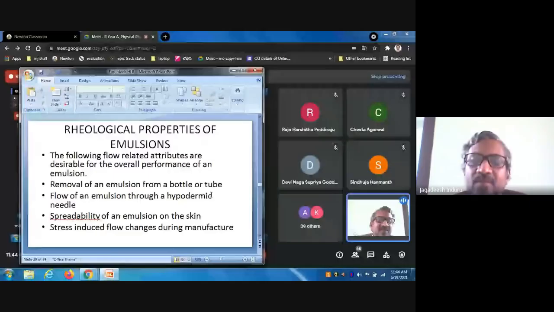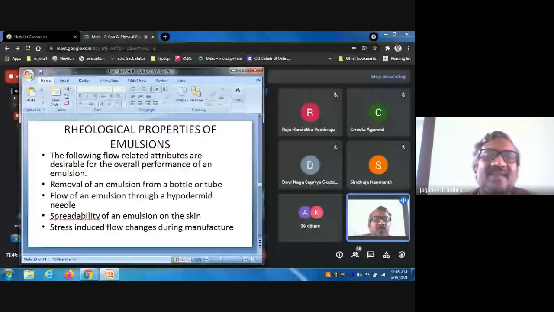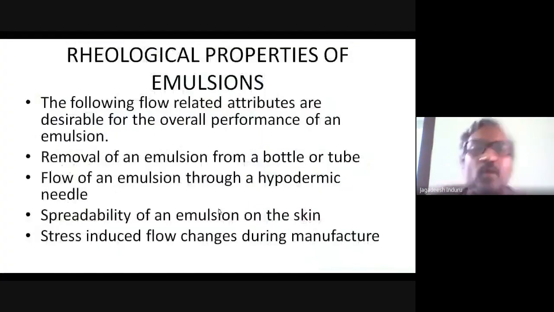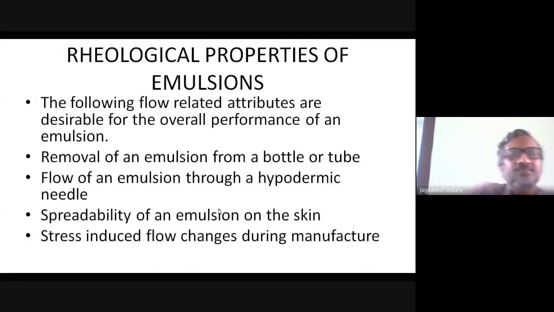But you need to understand what flow the emulsion is exhibiting. So for that purpose, we need to have an understanding of this particular concept. The following flow-related attributes are desirable for the overall performance of emulsion. Most of the time, this is very important when you remove the dose from the bottle. By using a bottle, we want to take some dose. So removal of a particular dose volume of the emulsion from the bottle or a tube. If it is a cream, it is also an emulsion, present in the tube.